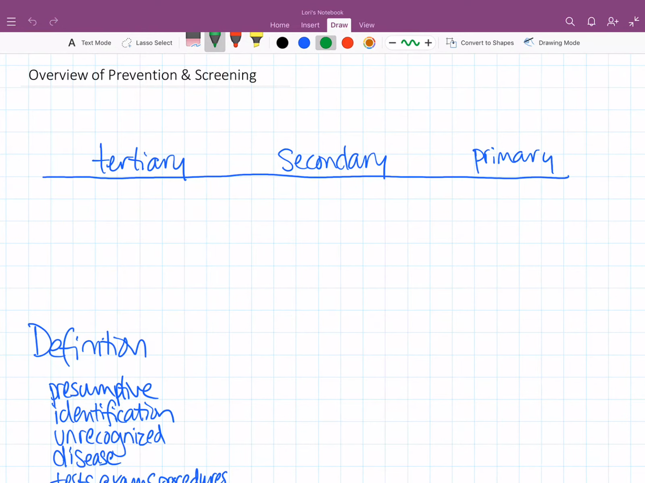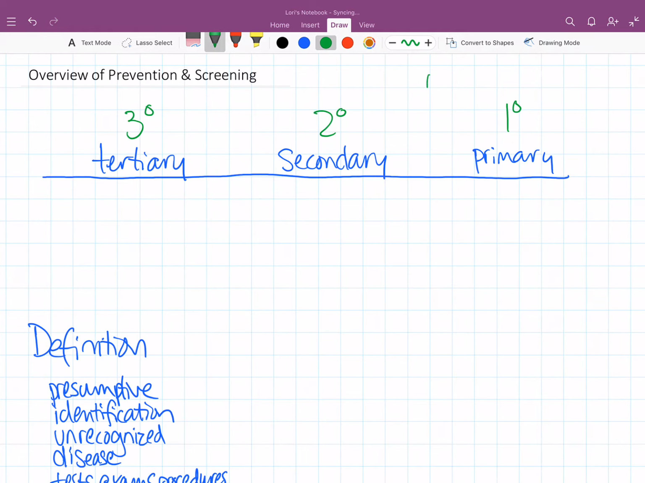In public health, we have different levels of prevention, and those levels are primary, secondary, and tertiary. Sometimes people draw those as primary, secondary, and tertiary as shorthand, but you could even see that nomenclature on a question, so I wanted you to be familiar with that.